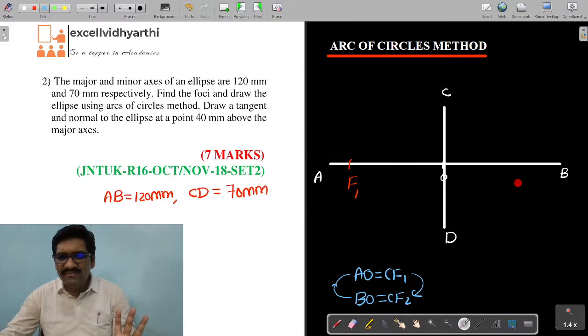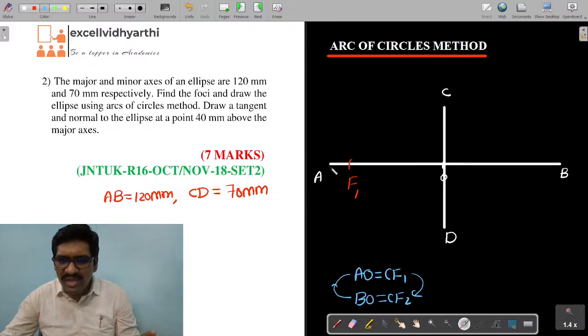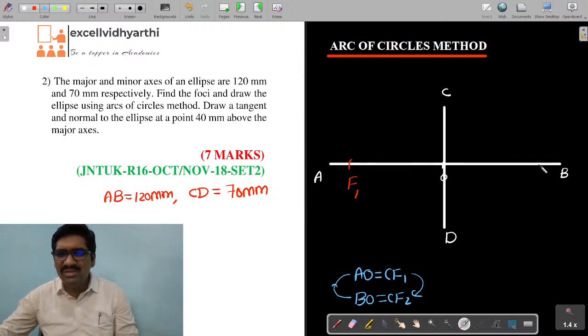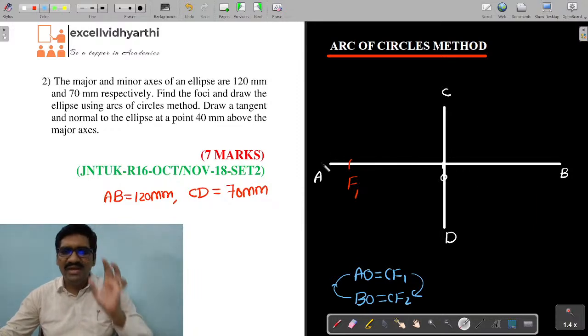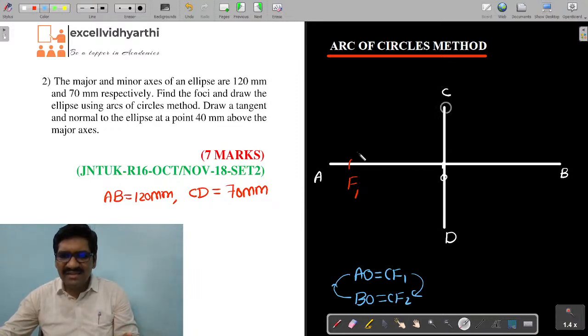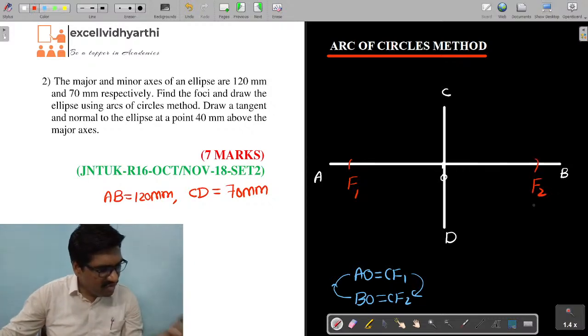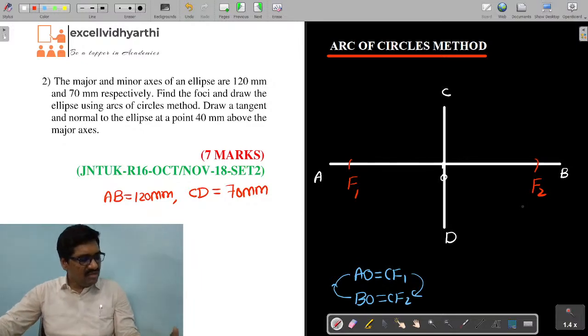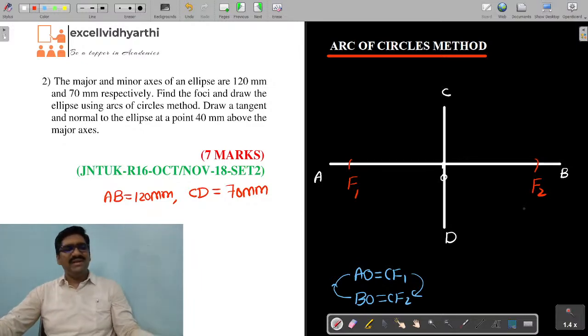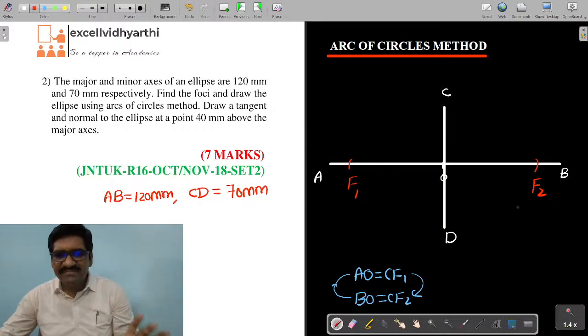Are you following, all of you? You take AO as radius, C as center, cut this line at both the ends. Again repeating. Take AO as radius, C as center, cut this line on both the ends. So here I am just cutting this line. That is nothing but the point F2. Are you following, all of you? I hope you understand these things clearly. This picture.